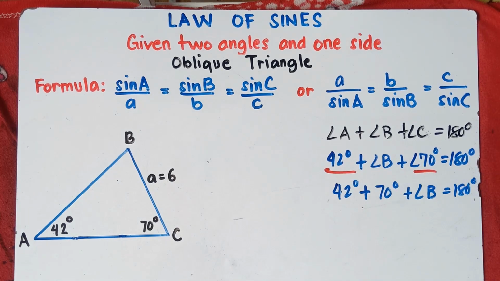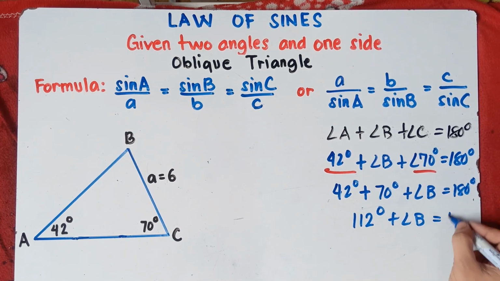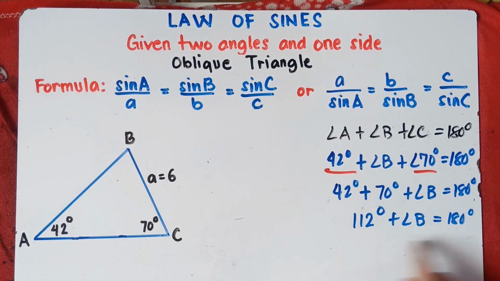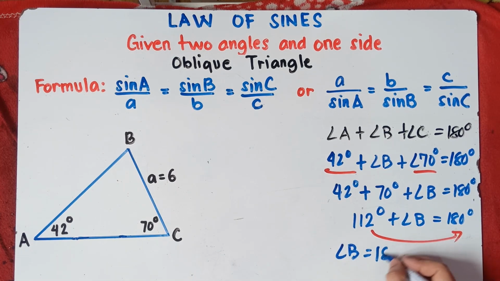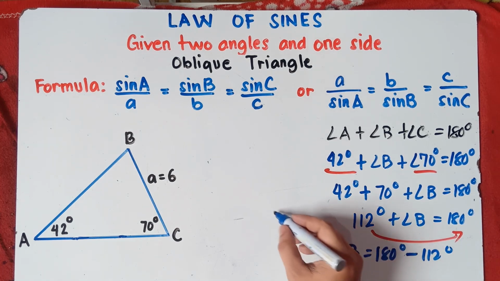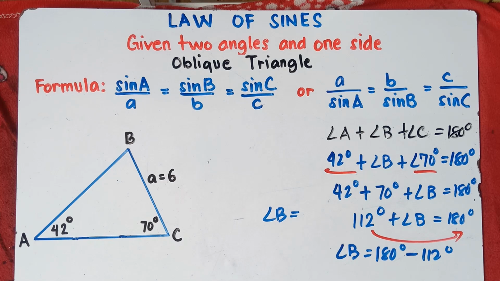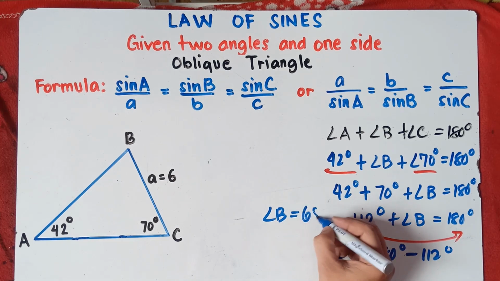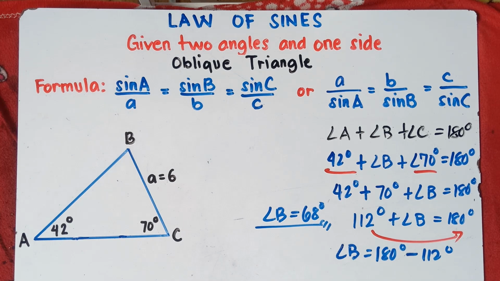So, 42 plus 70 is 112 degrees, plus angle B equals 180 degrees. To get the value of angle B, you can subtract both sides by 112 degrees, or we can simply transpose 112 from left to right. So angle B is equal to 180 degrees minus 112 degrees, that would be 68 degrees. That's it, class. That's the answer for angle B. Angle B is equal to 68 degrees.